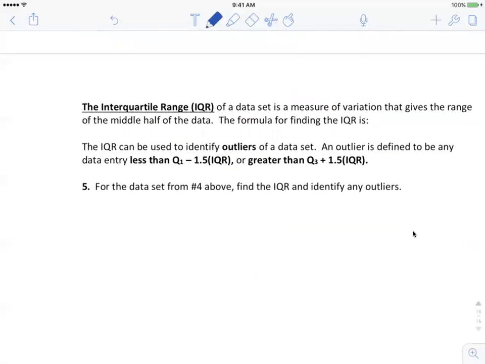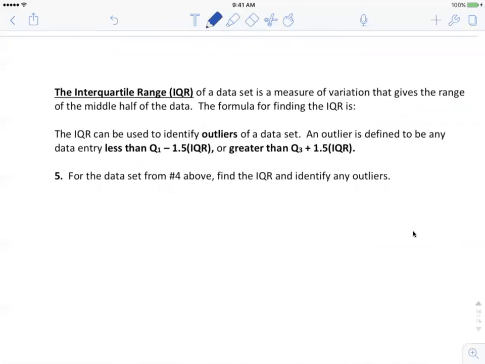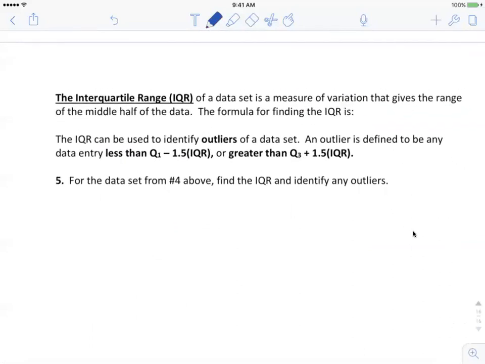Next, there's what's called the interquartile range. The formula for that is just Q3 minus Q1, right? It gives a range of the middle half of the data, okay? What that can be used for is identifying outliers, and we're gonna use these little formulas for that. So let's get right to it.